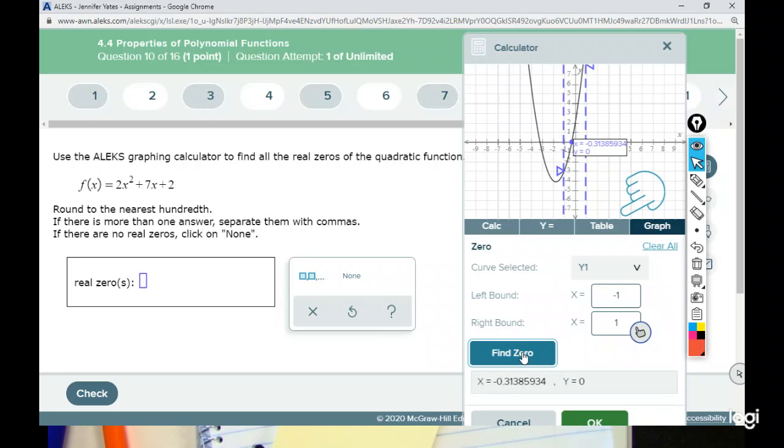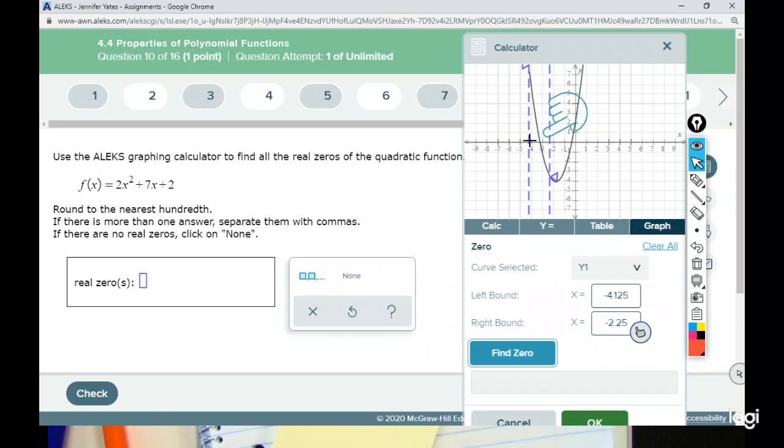So I can hit find zero. What is it? Negative 0.31. All right, to do it again, I can clear all if I want to. I've got to drag those blue lines to put my second zero I'm looking for in between them. And find zero. That one is negative 3.19.